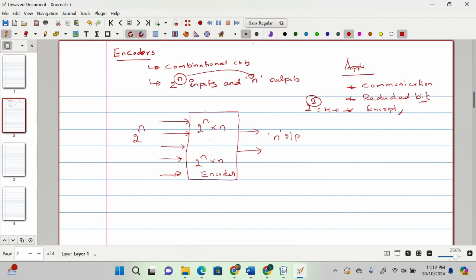The advantage of the encoder is that the data has been encoded. Whatever data we give is converted into encoded form. Now I am going to take one small example. In encoder circuits, as I told you, 2^n inputs. In the example I am going to take a 4x2, or 4:2, encoder. That means 4 inputs, and 2 outputs will come out.